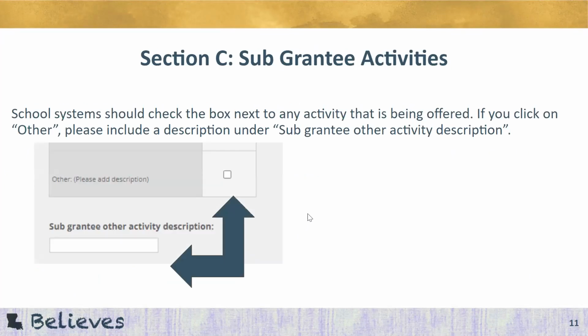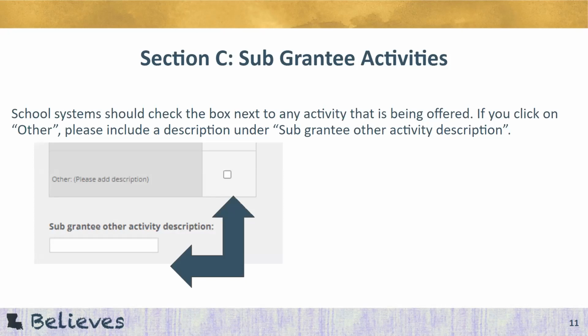Okay, then you have this one, and this is probably, I think, the most complicated piece. Section C is this long list of what they call sub-grantee activities, because Title III, and this piece, is kind of like a sub-grant, right? It's almost like a mini grant within the bigger federal program that's allocated to you all. You're going to go through and read them and check each one that is being offered. If you click on other, you do have to put a description of that additional activity.